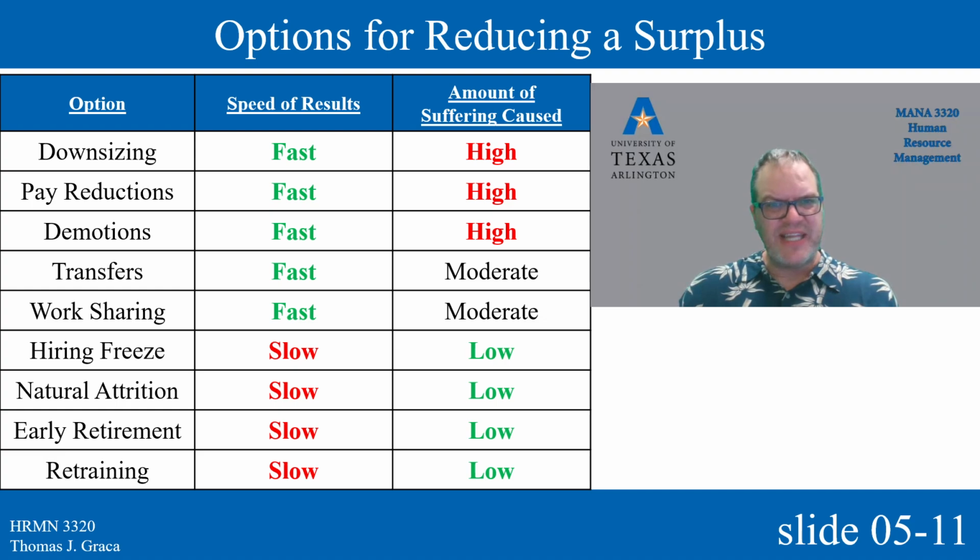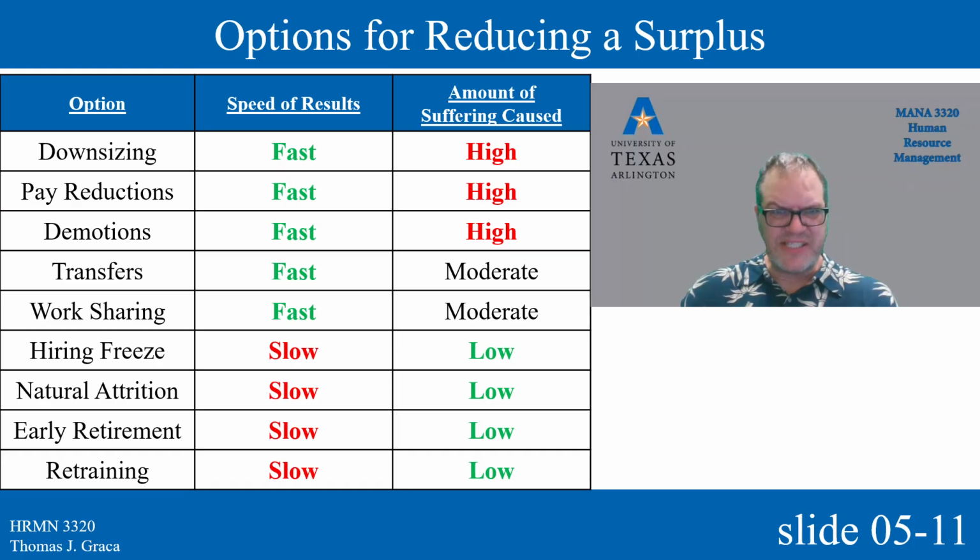Early retirement incentives can be more moderate. They don't need to take forever. You can make them happen pretty quickly, and the amount of suffering caused is low, because even though I'm losing my job, I'm getting a nice cash payout. I don't have the stigma of being terminated involuntarily, the stigma of being laid off. I'm instead retiring, which is a sign of the end of a successful career. So amount of suffering caused is low.